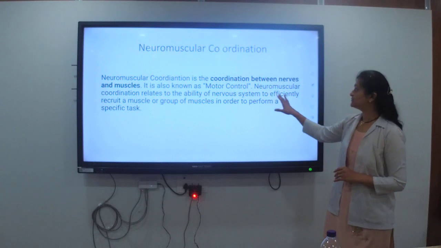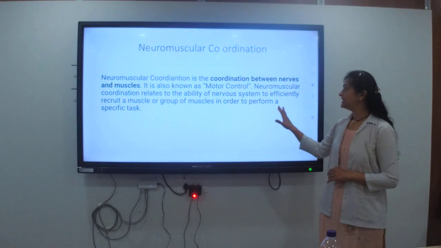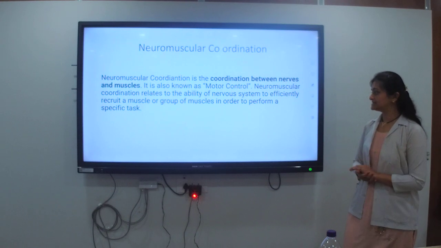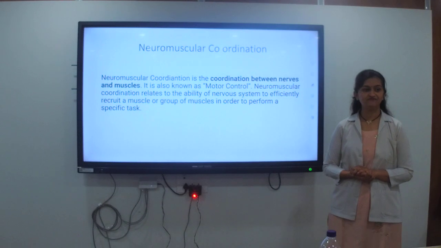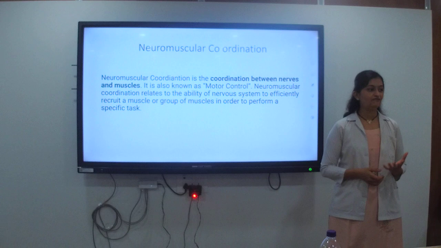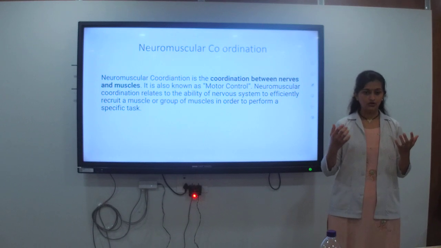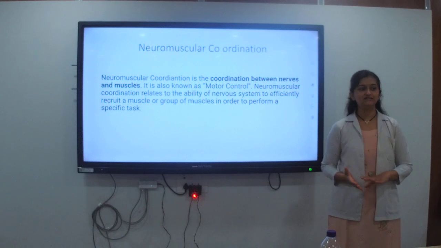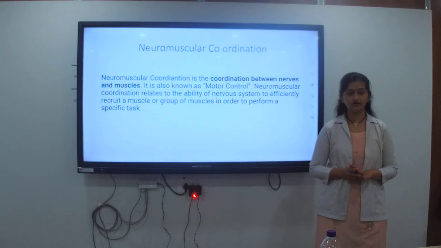It is also known as motor control. Neuromuscular coordination relates to the ability of the nervous system to efficiently recruit a muscle or group of muscles in order to perform a specific task. If you want to lift something or do any activity, there should be a proper connection between the nerves and the muscles. That coordination is what is called neuromuscular coordination.